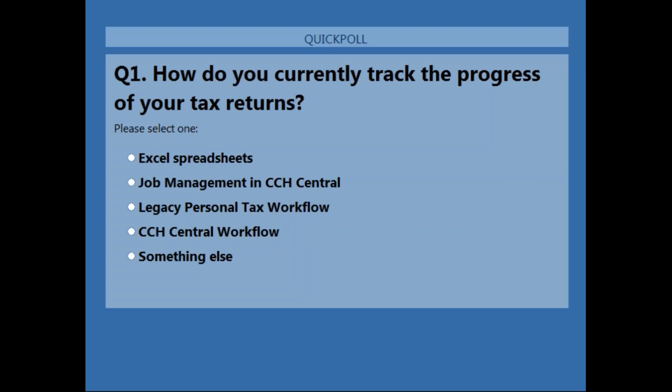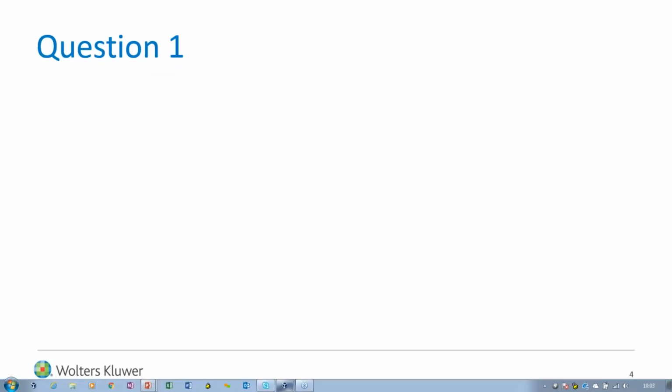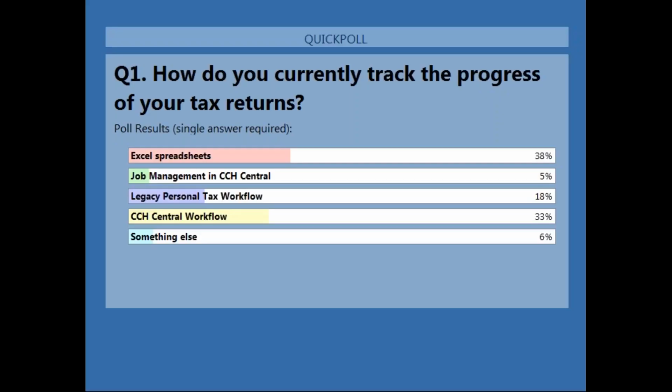Okay, I'll just give a few more seconds for anyone who hasn't voted yet. And I'll close the poll there. Let's have a look at the results. Probably not unsurprisingly, Excel spreadsheets is the most common one there. There's 18% of you using legacy tax workflow, and it's good to see 33% are already using the CCH Central Workflow. So that's actually very good to see. Thank you for that.